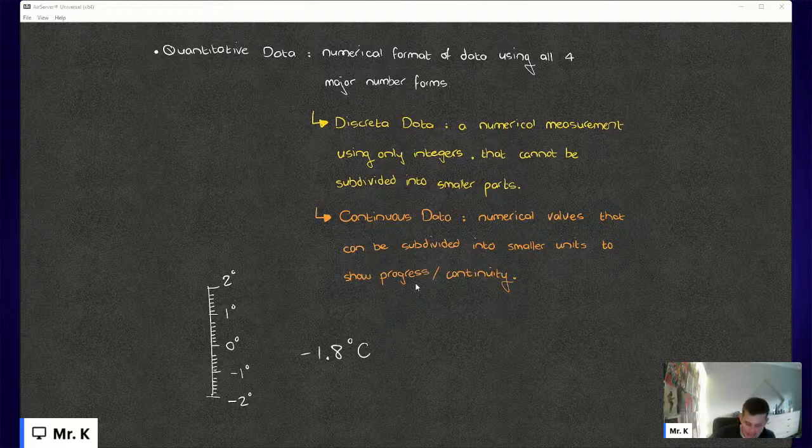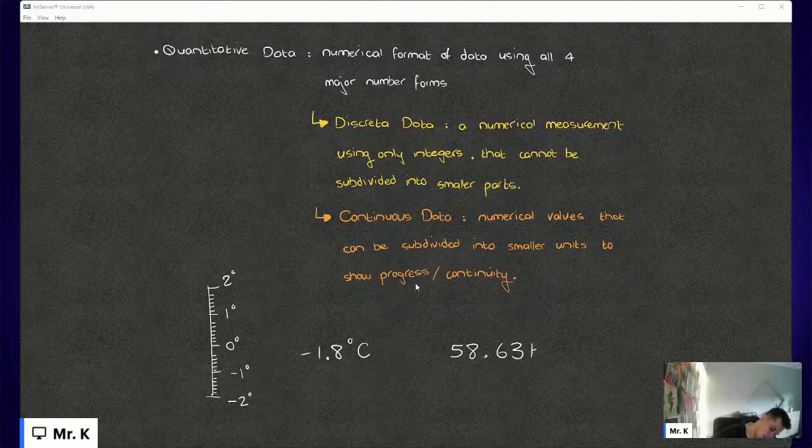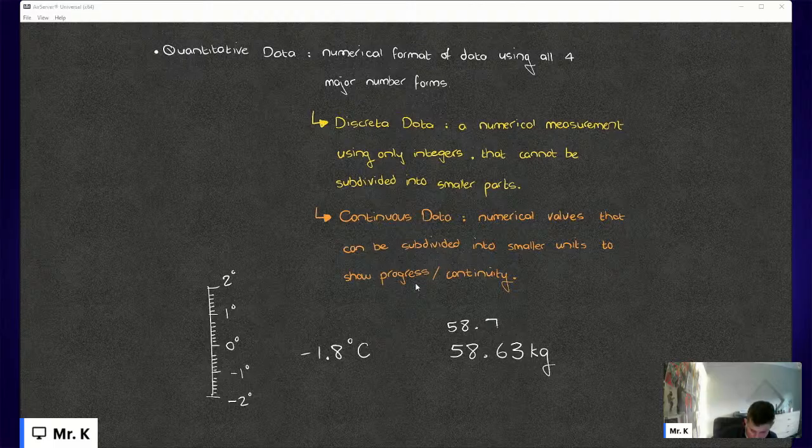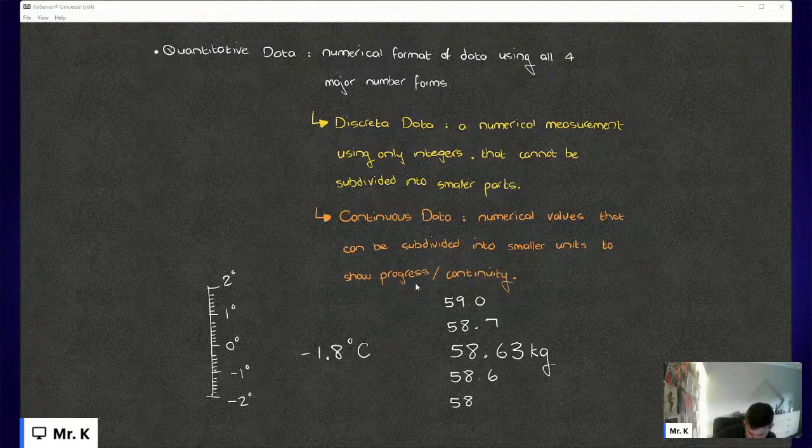Think about your weight on a scale. You can be, okay, that's unrealistic, 58,63 kilograms, right? That's halfway between 58.6 and 58.7, which is in between 59 and 58.